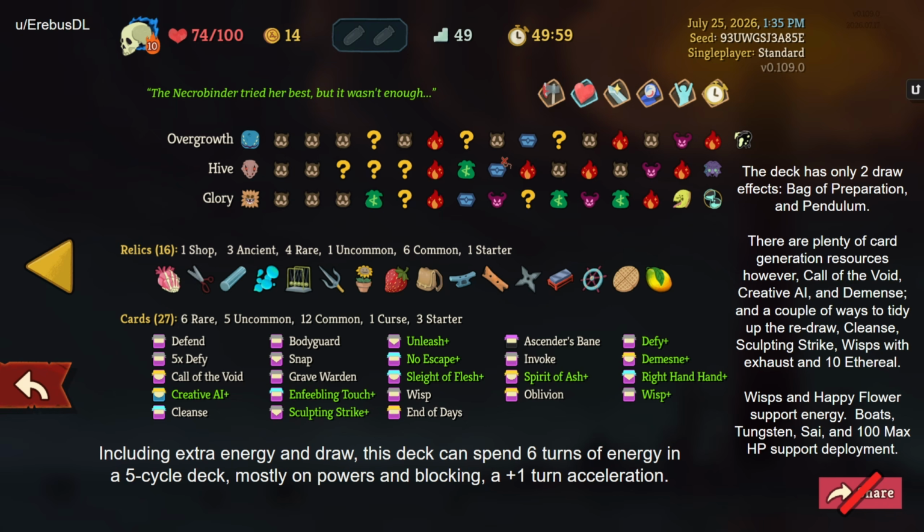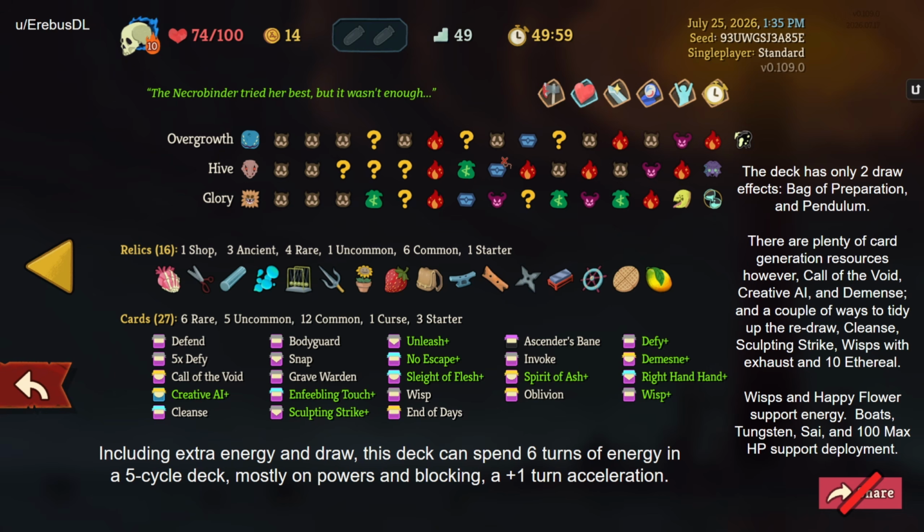On top of that turn of compression, they're also getting a lot of value added to the energy they expend. They've got Domain to give them the extra energy and extra card draw in the first place, and they're also improving the compression on that energy with Spirit of Ash and with Slider Flesh, free damage and free block every time they spend energy. Every Defy is almost 2 defends worth of output, and it's dealing a bunch of damage.